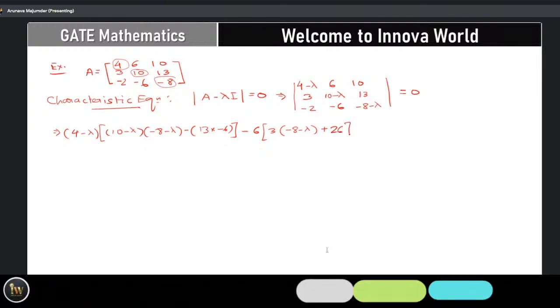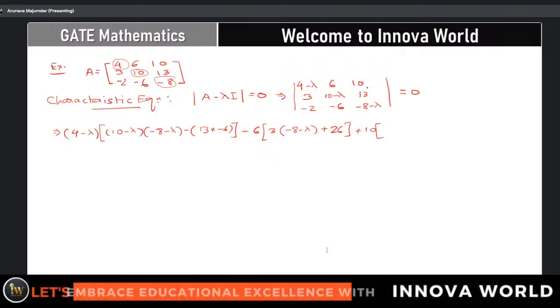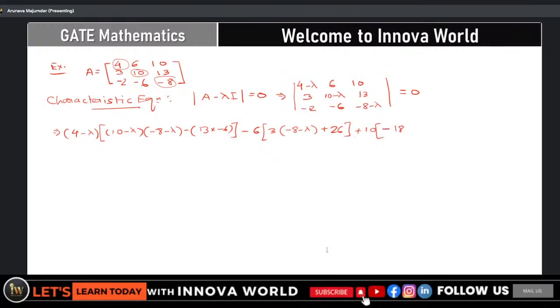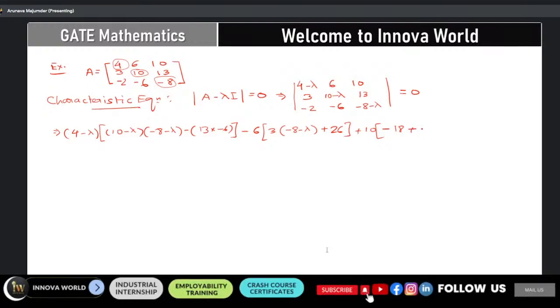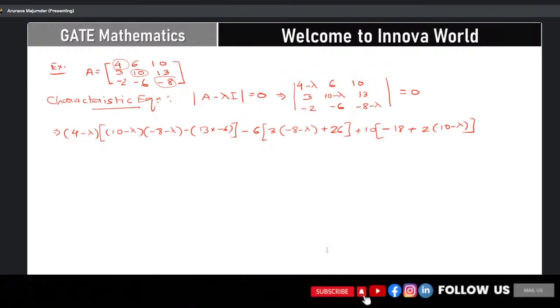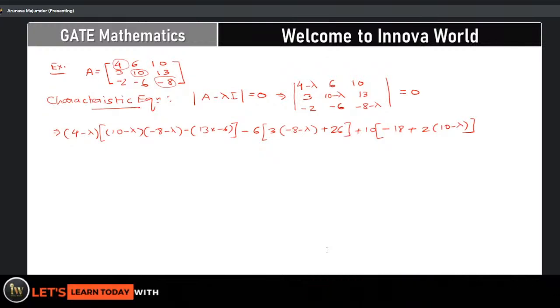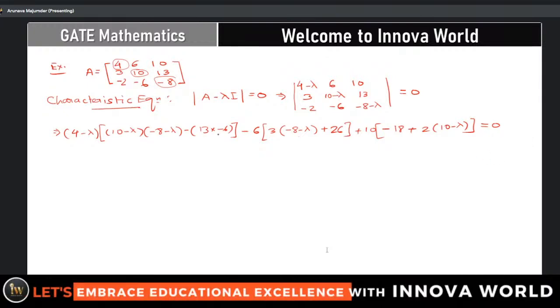And plus 10 into 3 into 6, so minus, it will be 3 into 6, and minus and minus 2 will be plus 2 into 10 minus lambda. This is equal to 0. So this becomes the characteristic equation. Now we have to simplify this equation, and we'll get the value of lambda.